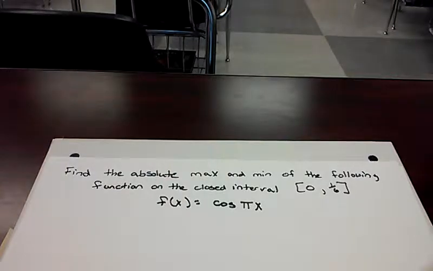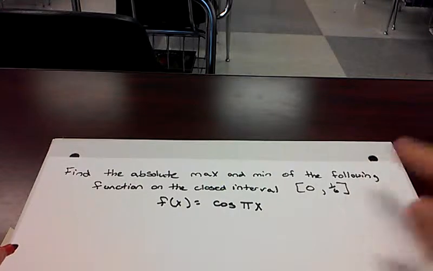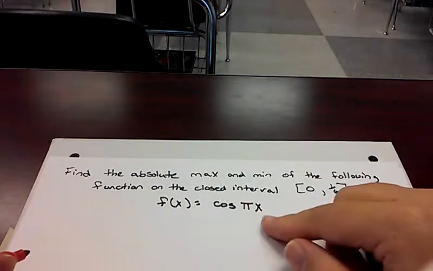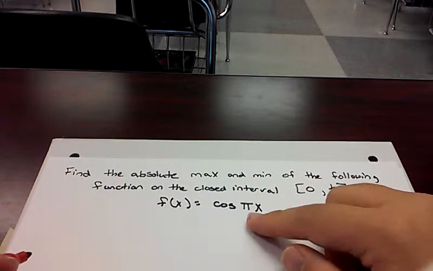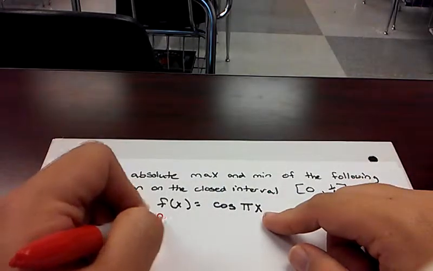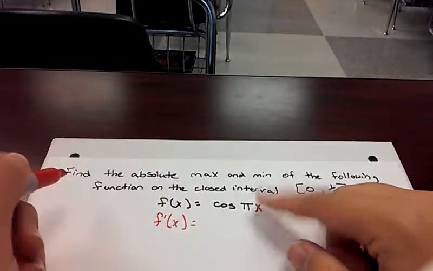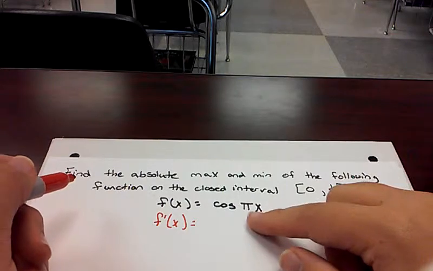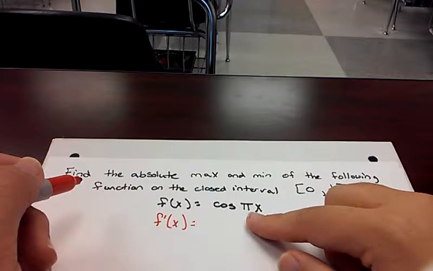All right, guys, this problem says find the absolute max and min of the following function on the closed interval 0 to 1/6. All right, so I have the function f of x is equal to cosine of pi x. So the first thing I'm going to do is find the derivative of the function. However, notice I'm going to have to use the chain rule because pi is a coefficient.